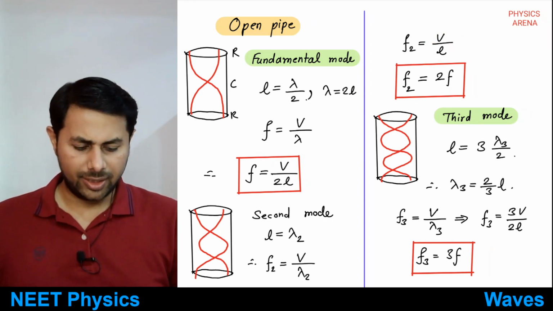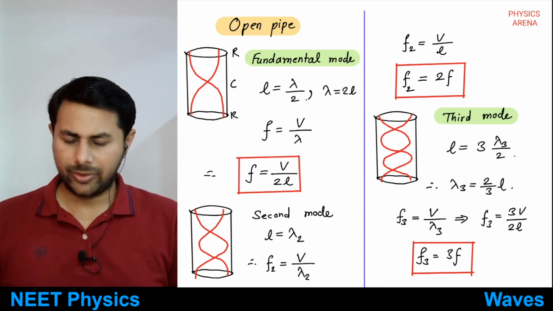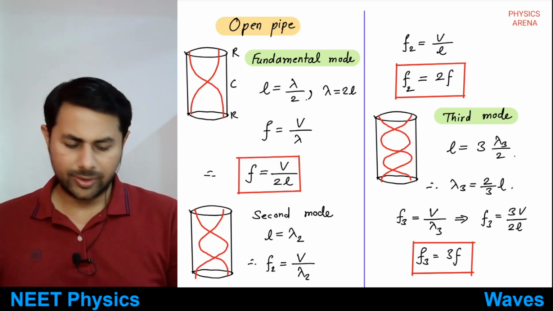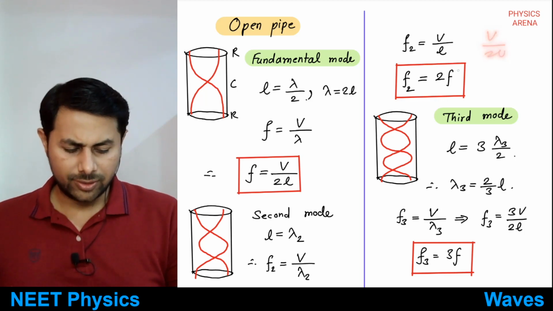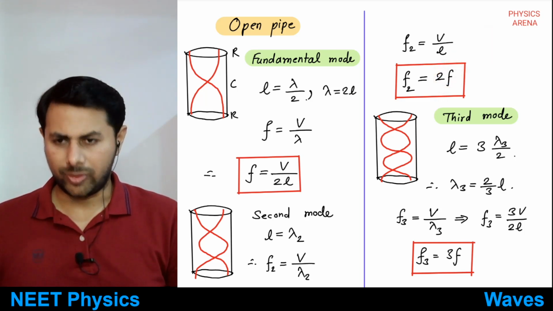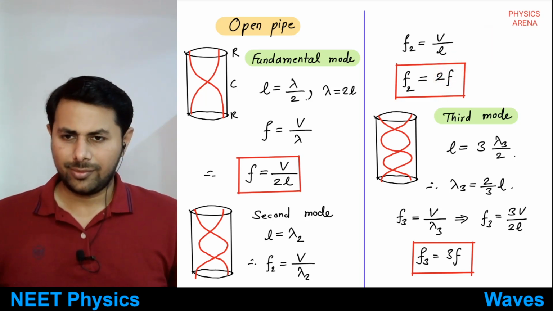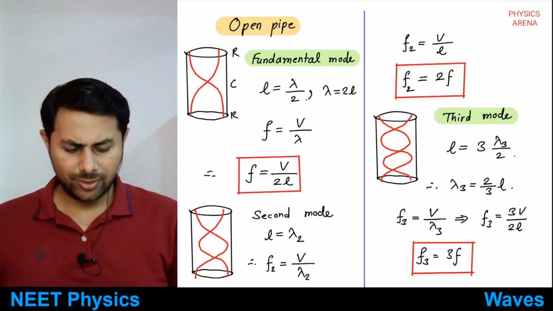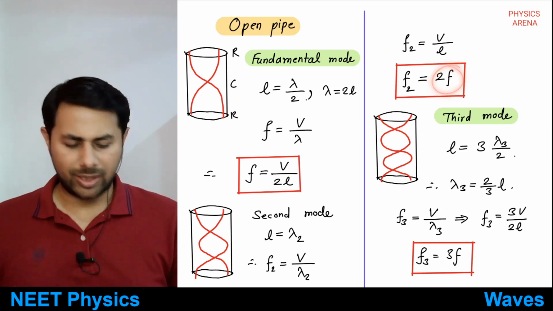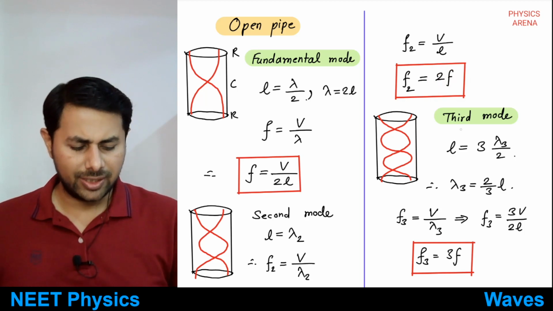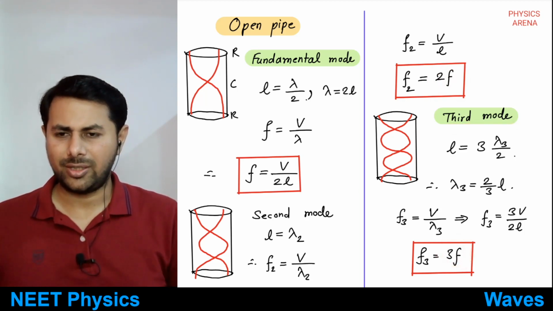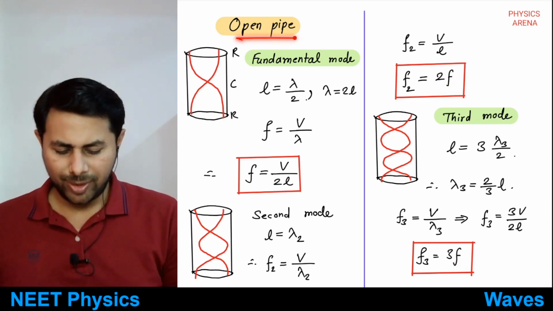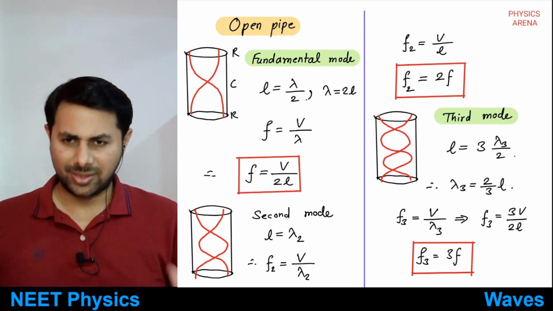And therefore what is the frequency of second mode? It is just 2 times of V divided by 2L. So it is 2 times of the fundamental mode, right? So frequency of second mode is 2 times of fundamental mode. Similarly, we can see that frequency of third mode would be 3 times of fundamental mode, and so forth. So open pipe is just like a vibrating string.